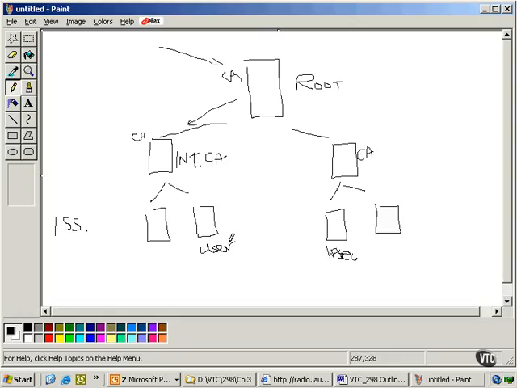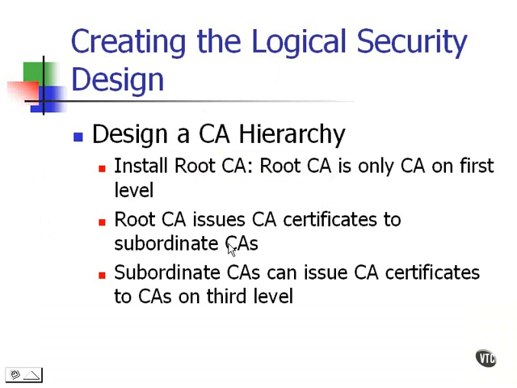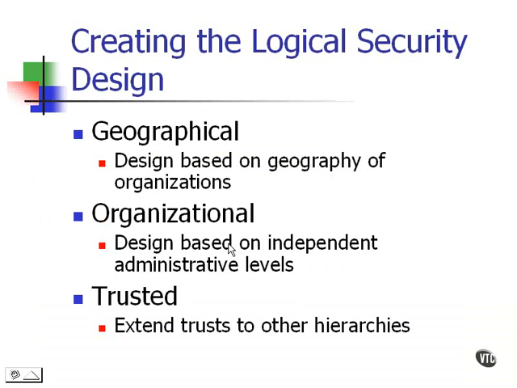Now, as you implement your CA hierarchies, keep in mind that when you design them, they're going to fall into generally one of a couple different types of CA hierarchies. And those hierarchies can be either geographical, organizational, or trusted hierarchies. A geographical hierarchy is fairly self-explanatory. You design the CA hierarchy based on the geography of the organizations in your infrastructure.